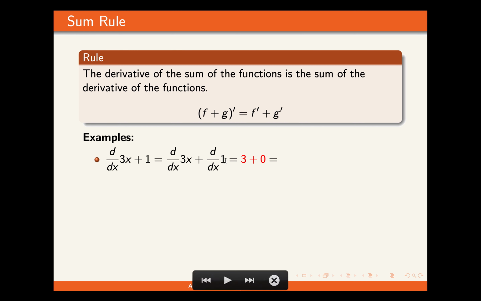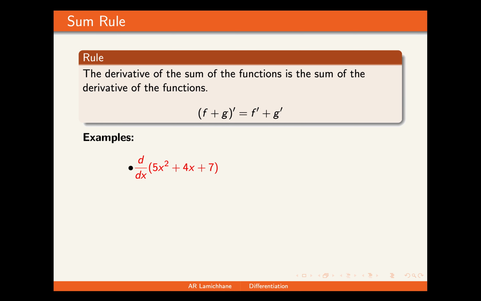Let's try to see another example. Let's say our goal is to find the derivative of 5x squared plus 4x plus 7. Although we have here three functions, the sum rule can be applied to the sum of functions even more than 2. So the idea here is we just need to find the derivative term by term, right? So you can also say this is like term by term differentiation. So let's differentiate 5x squared, then differentiate 4x, and differentiate 7.